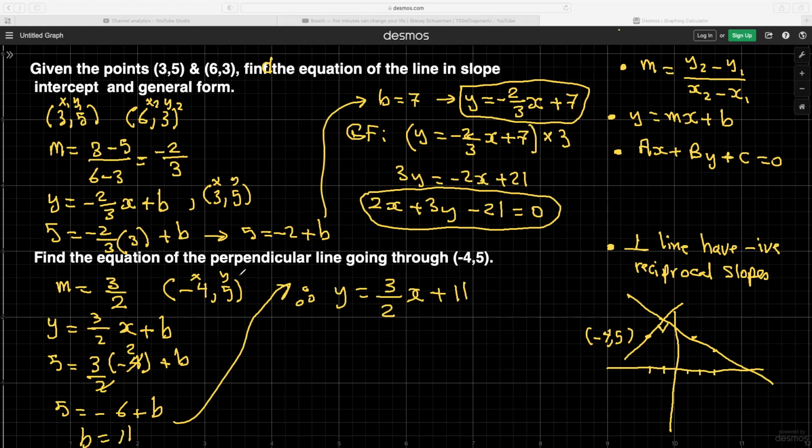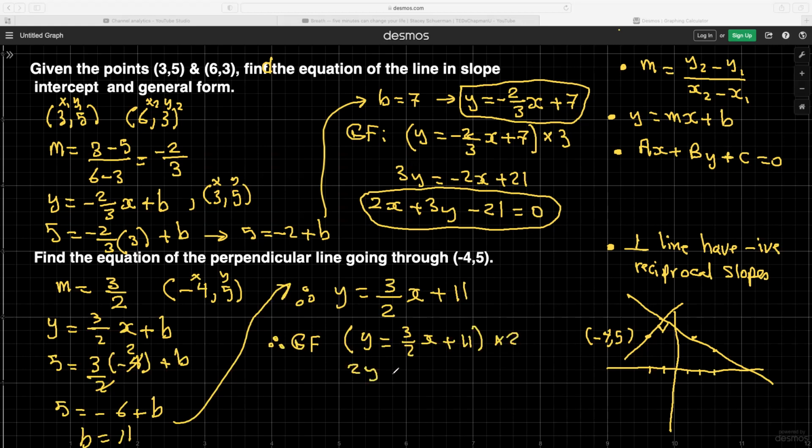They didn't ask us to do it in general form. They left it open. So this is good enough if they don't specify. If you want to find the general form, just to practice again, I said we cannot have fractions, and the coefficient of the x cannot be negative. So the first thing I'm going to do is get rid of the fraction. So I'm just going to rewrite this again. Multiply all of it by 2 to get rid of the fraction.